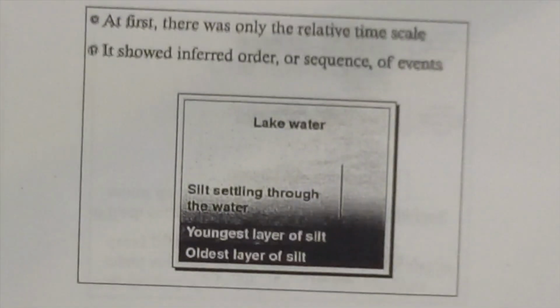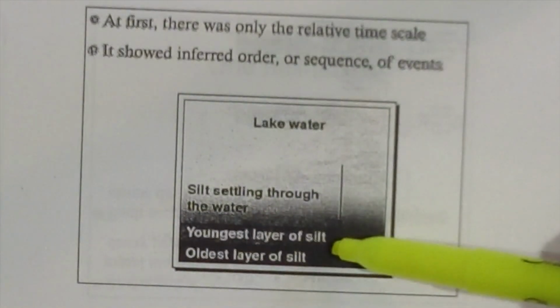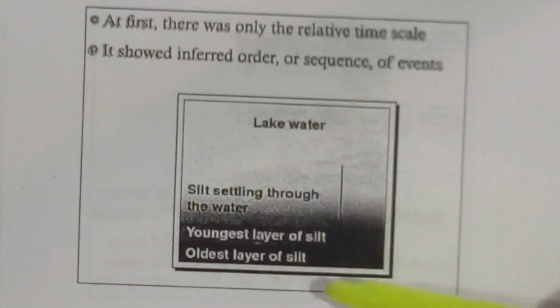At first, there was only a relative time scale. It showed the inferred order or sequence of events. Oldest layer of silt, youngest layer of silt, still settling through the water. This came first, second, still happening.